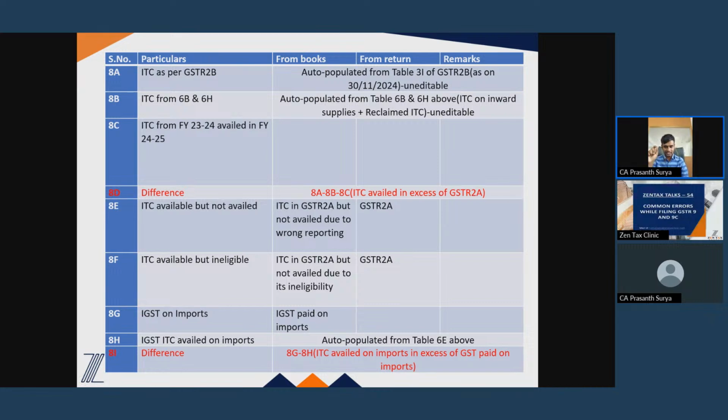So if there are any differences in 8D, you are declaring to the department that you have claimed excess ITC than what was already there in GSTR2B. So please be mindful of the fact that in GSTR9, table 8D should not have any differences, unless in exceptional circumstances, like you have not followed circular number 170 for the entire financial year. In that scenario, there might be some differences, but generally table 8D should not have any differences.